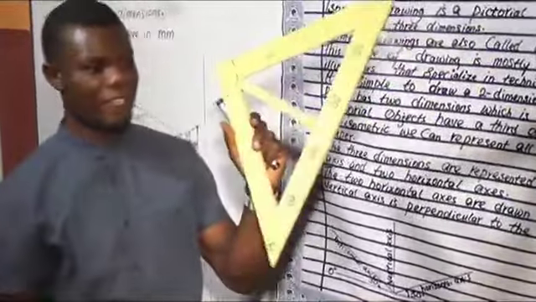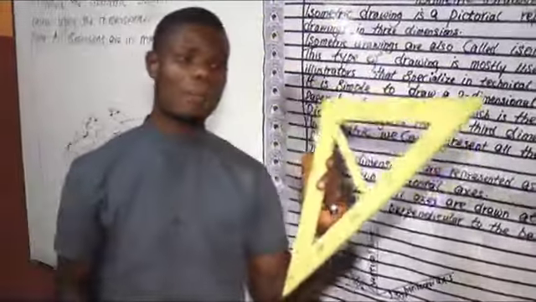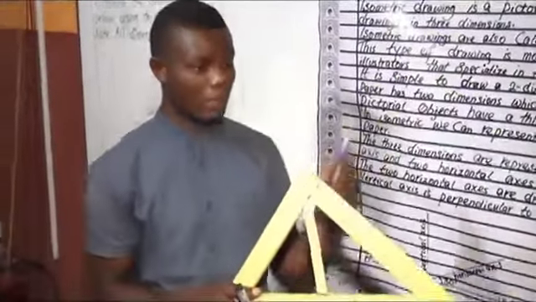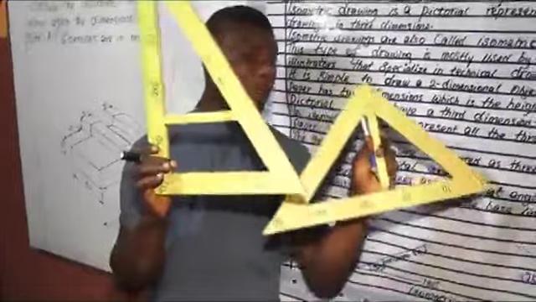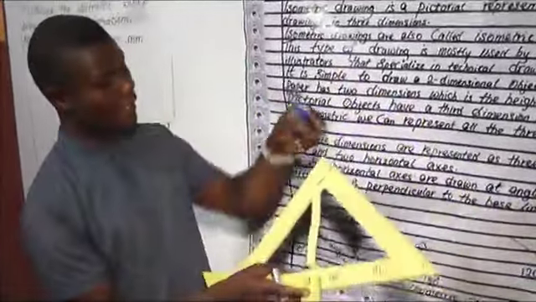Here we don't need this for the construction of isometric, but when you talk about other types of pictorial drawing, such as the oblique drawing or projection, we make use of this set square, which carries 45 degrees here, 45 degrees here, and 90 degrees. Now you see that those two set squares that I've shown you have a common angle, which is 90 degrees. You have 90 degrees here, and you also have another 90 degrees here. Remember, this is the 30 by 60 degrees set square, and this is the 45 degrees set square.